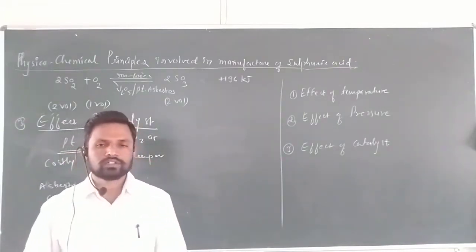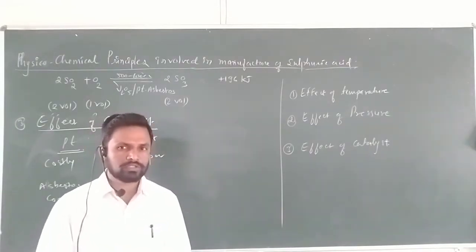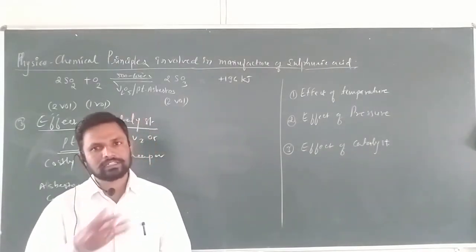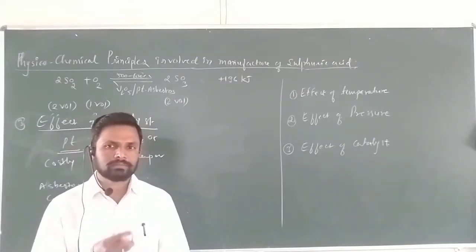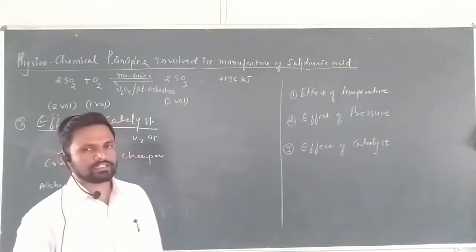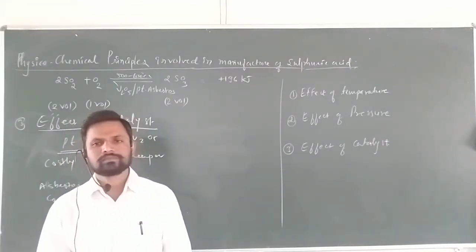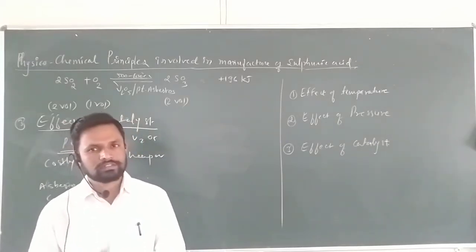And the last one, effect of catalyst. We are saying that both can be used, whether the platinum asbestos or vanadium pentoxide, but more preferably vanadium pentoxide, as it is cheaper compared to platinum asbestos catalyst. Therefore, vanadium pentoxide is used as the catalyst. So, these are the physicochemical properties regarding the sulfuric acid.